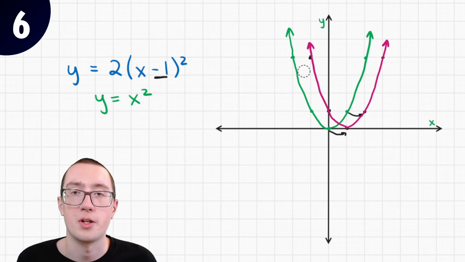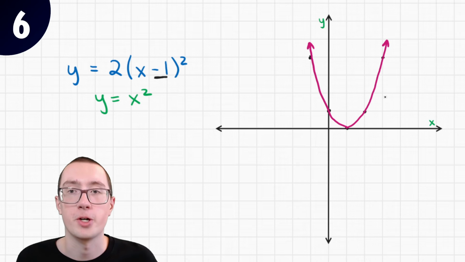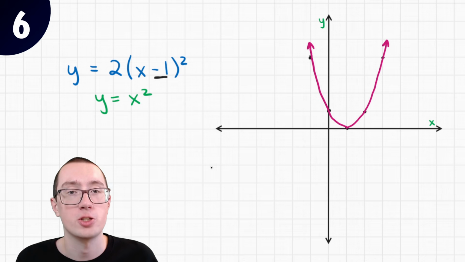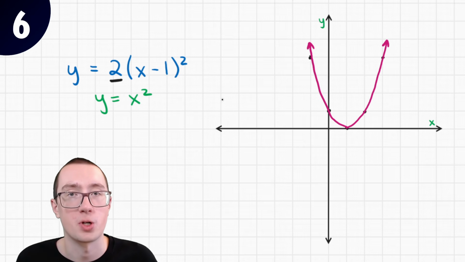So just to reduce the clutter, I'm actually going to erase our parent graph. And there we go. This is our new graph with the transformation of minus 1. But there's actually one more transformation. What is this 2 doing here, and what is it doing to our graph?